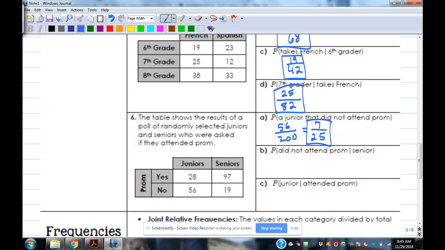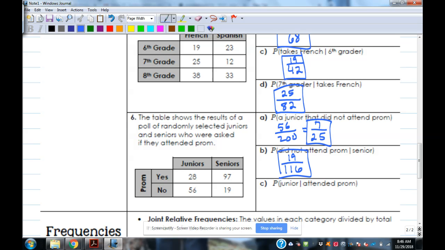All right. B part. What's that asking for? Did not attend prom given that they're a senior. So which column or row are we looking at? Seniors column, and did not attend the prom. So top number is going to be 19. Bottom number is going to be 116. And 19's prime, and it doesn't go into 116. So it won't reduce.